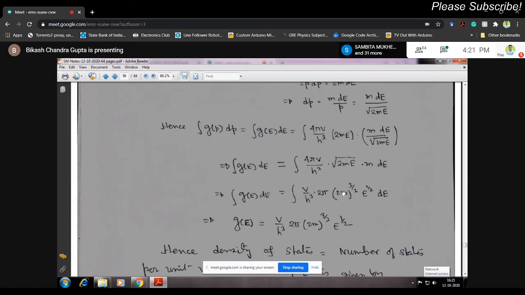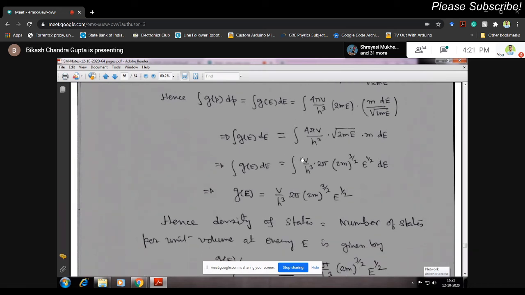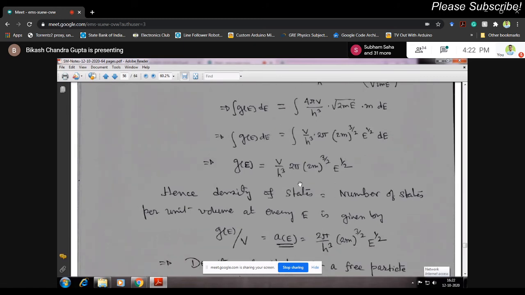And now since it has become a function of E and dE, you can write it as the integral of g(E) dE, because g(E) dE is the number of states between the energy E and E plus dE, and if you integrate over the entire energy range, you get the total number of states. Then if you make the integrands equal on both sides, g(E) is nothing but V by h cube times twice m to the 3 by 2 times E to the power half, right? This is the density of states for a single free particle.